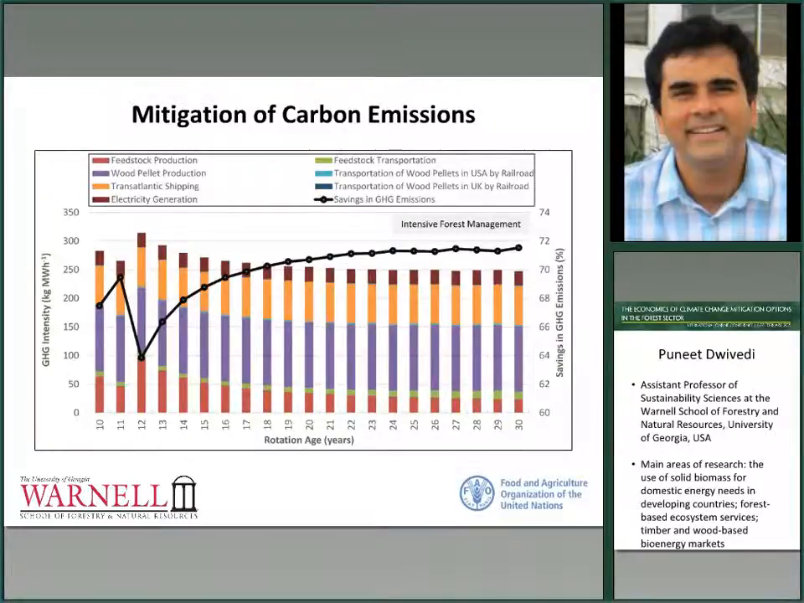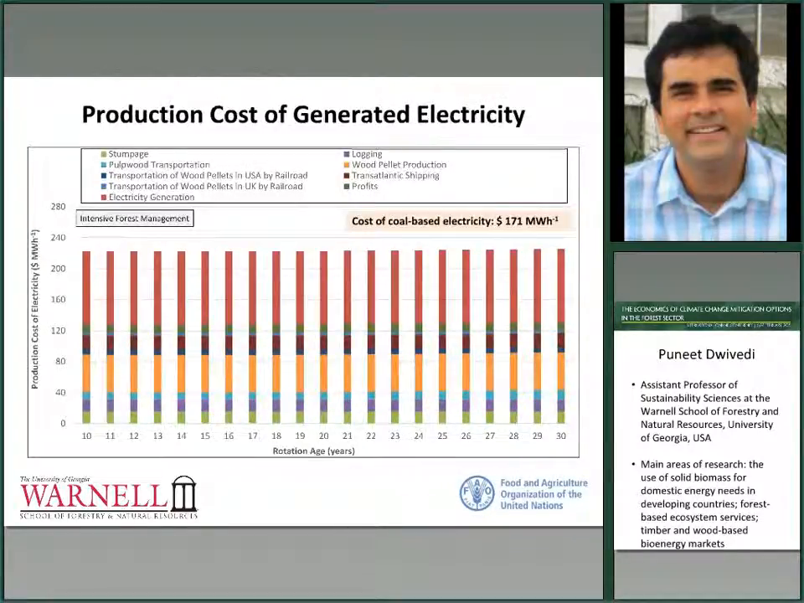Now moving on to the next slide. The unit cost of electricity generated from imported wood pellets without any price support ranged from US dollar 222 to US dollar 225 per megawatt hour of electricity generated.